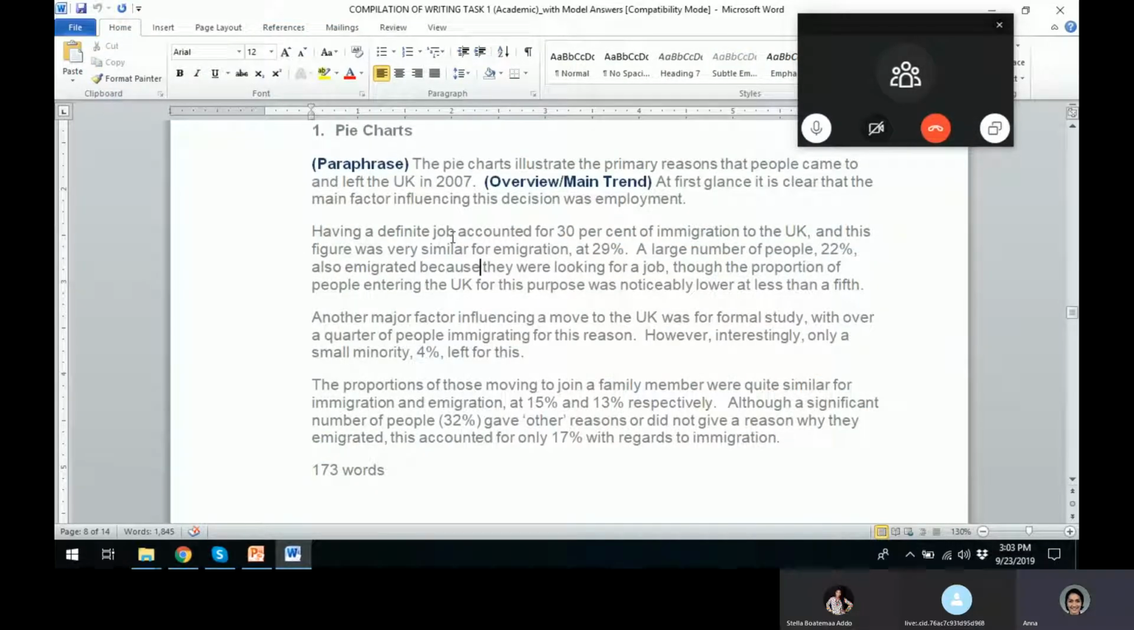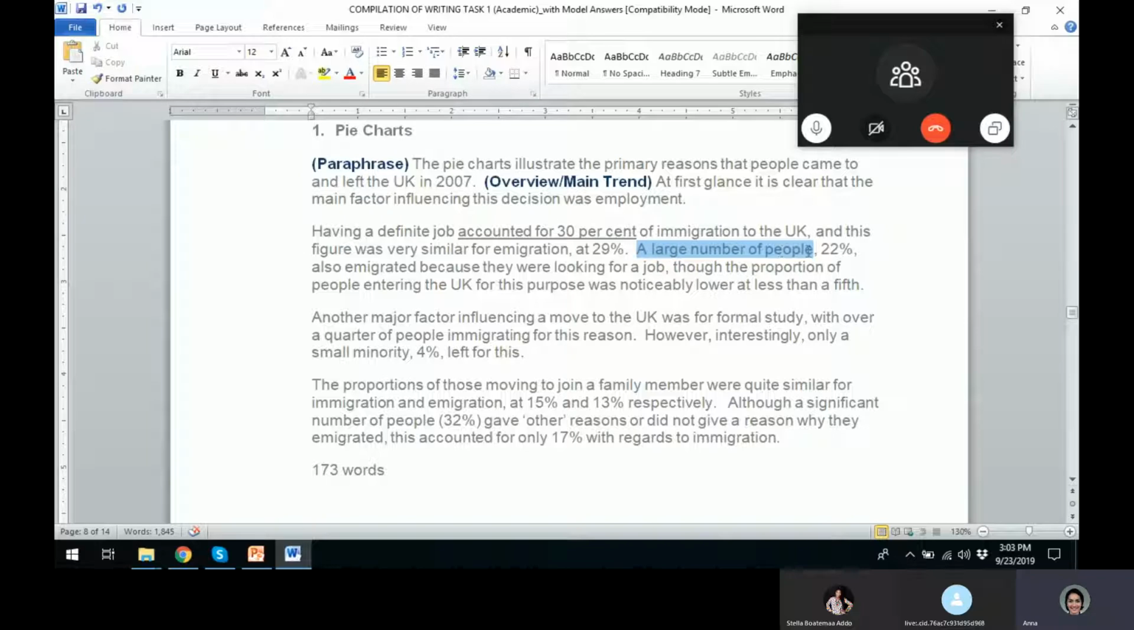Having a definite job accounted for 30% of immigration to the UK. And this figure was very similar for emigration at 29%. All right. So as you notice, accounted for 30% is not paraphrased, okay, I would recommend that you paraphrase this part here. So say just under a third, right? Okay. But the good thing is there is a comparison in this part. Was very similar for emigration, and then a supporting detail, 29%.